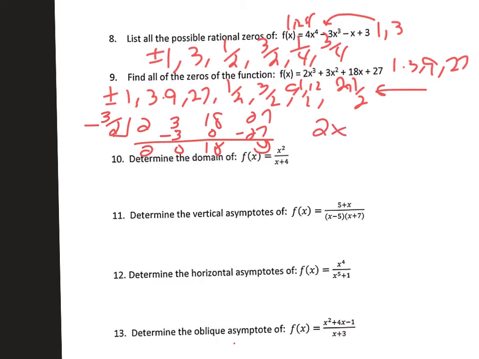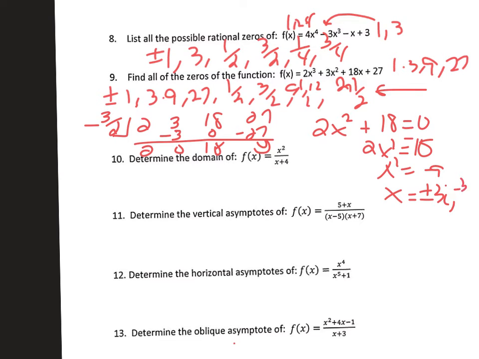Bring what you have on the bottom like we always have been doing. 2x squared plus 18 equals 0. Solve that. Divide by 2, you get -9. Take the square root, plus or minus 3i. Don't forget your original answer was -3/2, and you got that one.